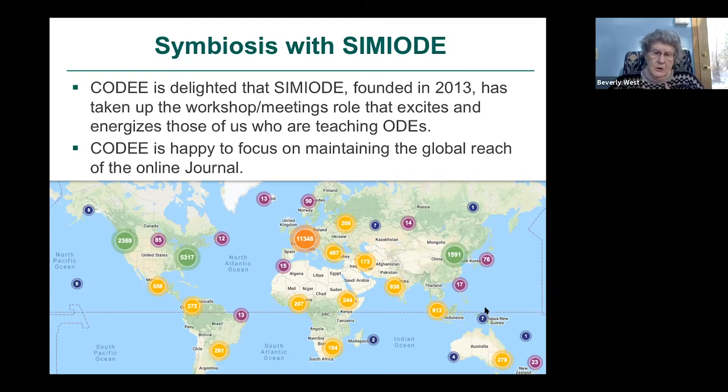The biggest circle is in Europe, over 11,000 downloads. In the US and Canada, we're some 8,000. But we get things from all over the world. There are more than 130 countries from which we've had downloads out of the 190 that are listed on the internet as countries of the world.